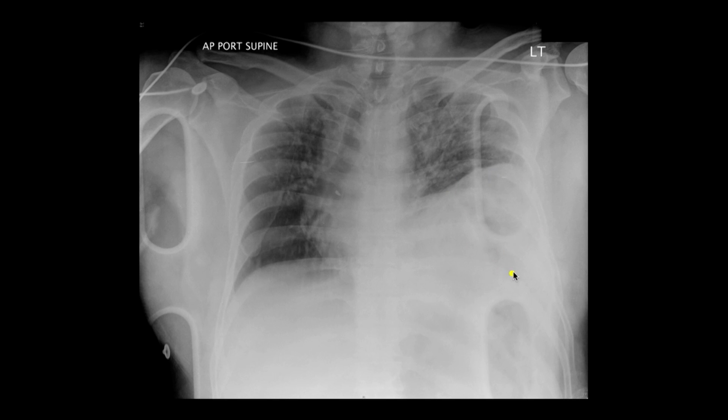So there's obviously mass effect from whatever's causing the elevation of the hemidiaphragm, and you can see here that they have elevation of the stomach bubble. This patient had ruptured their diaphragm, and so some of the contents of the abdomen are herniating up into the chest, and that is what is responsible for shifting the mediastinum over and causing some collapse of the underlying lung.